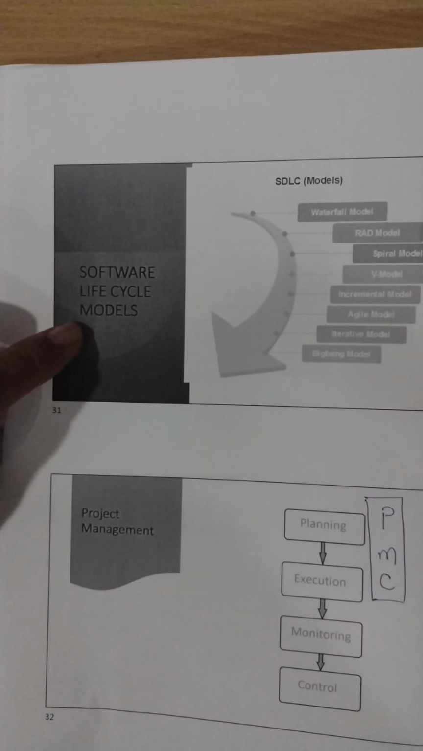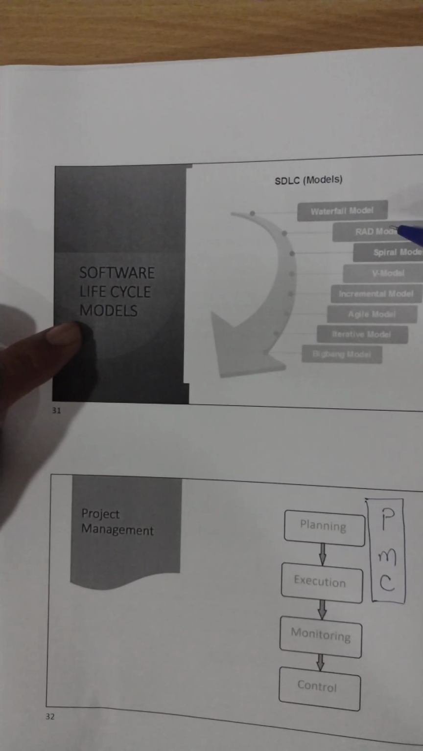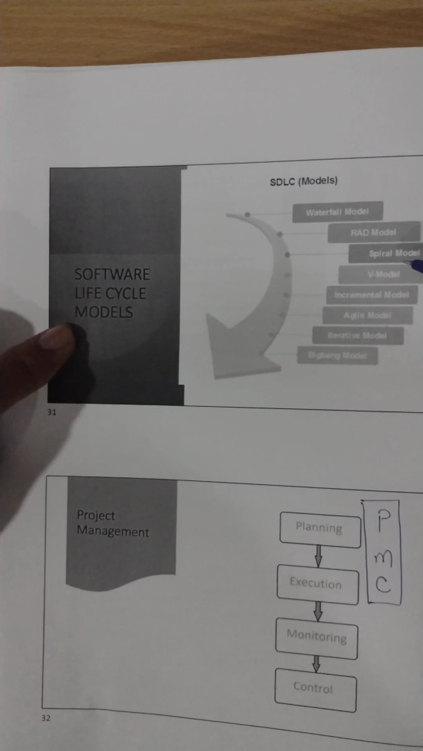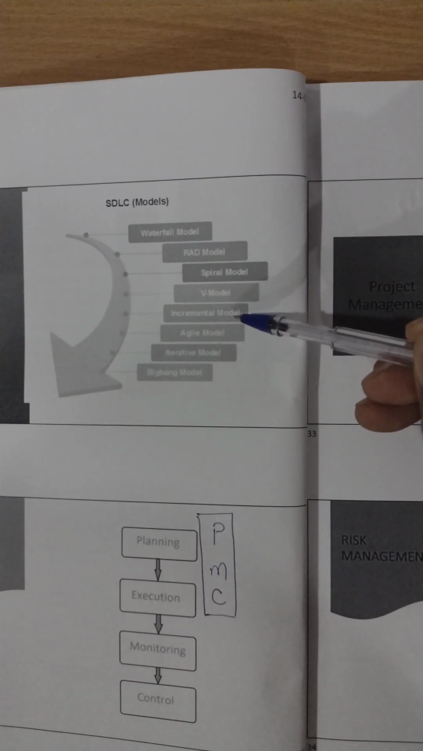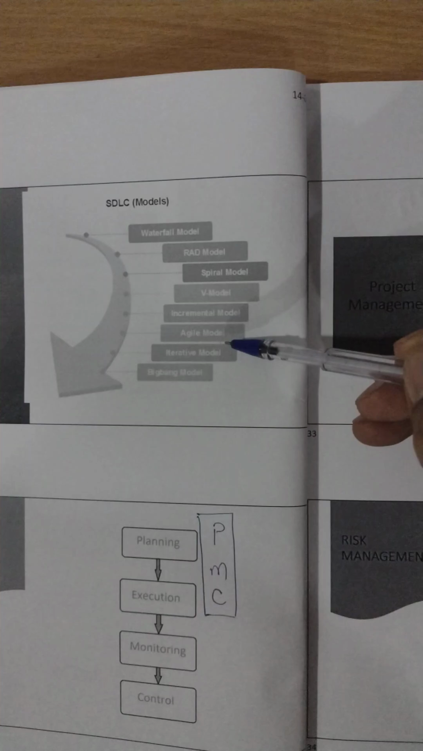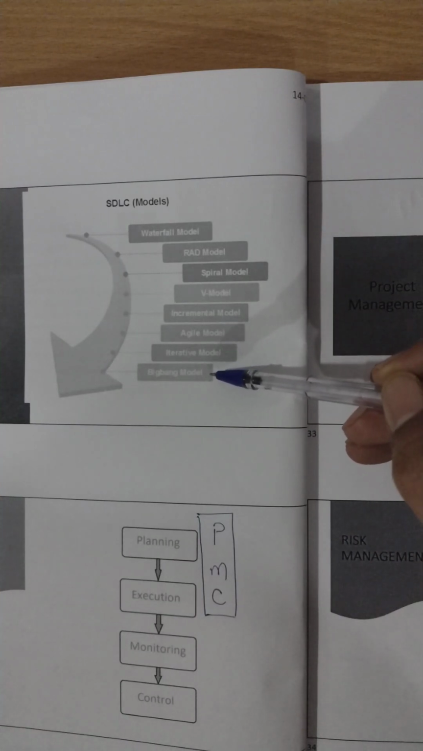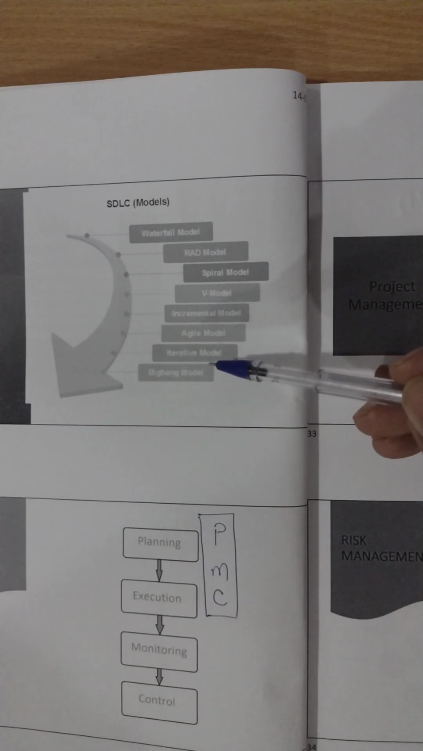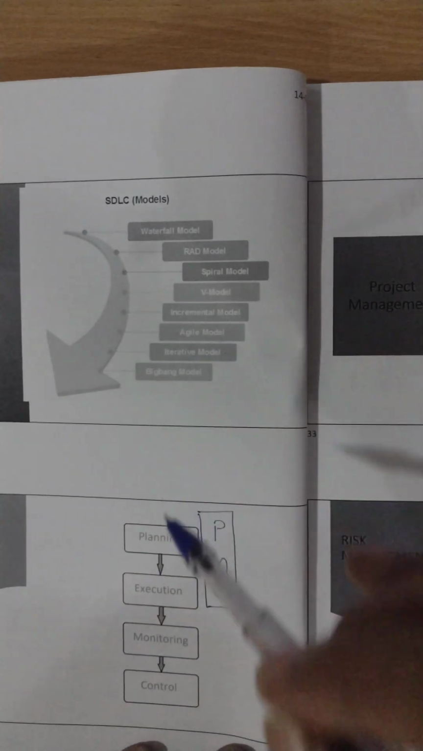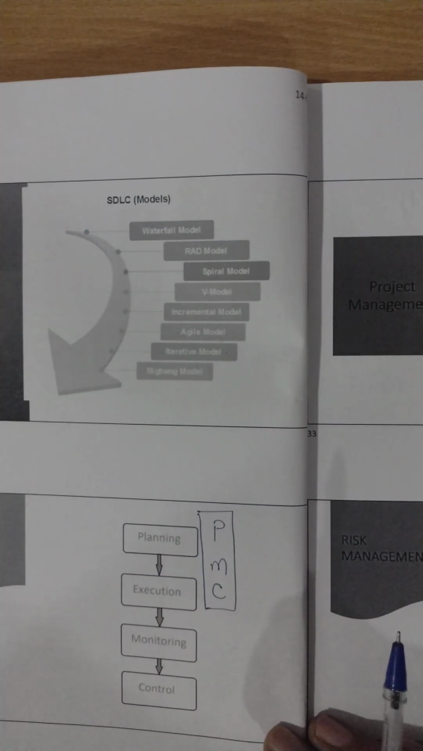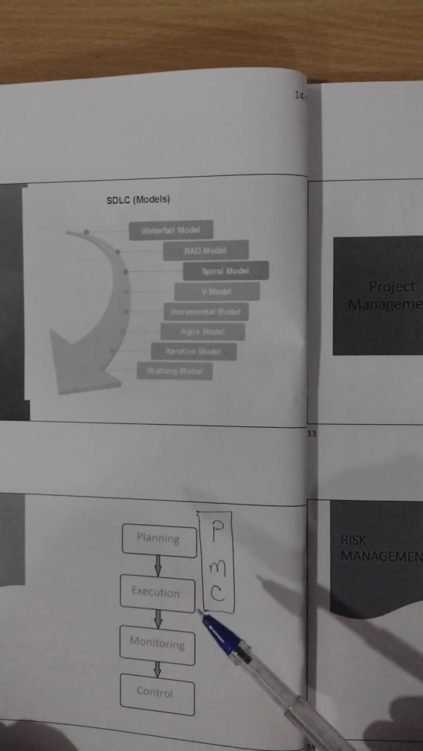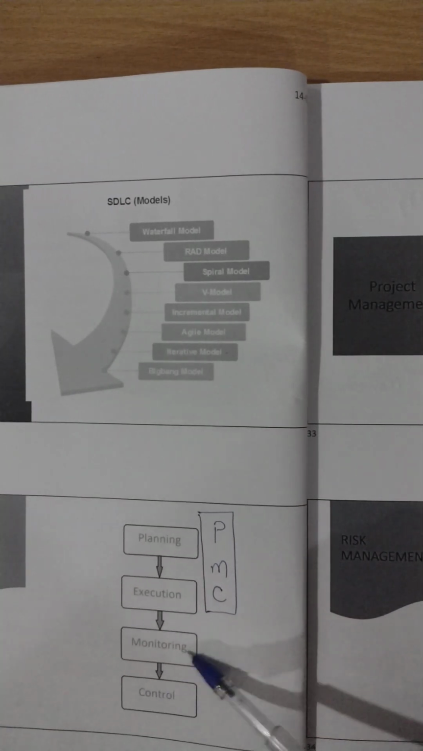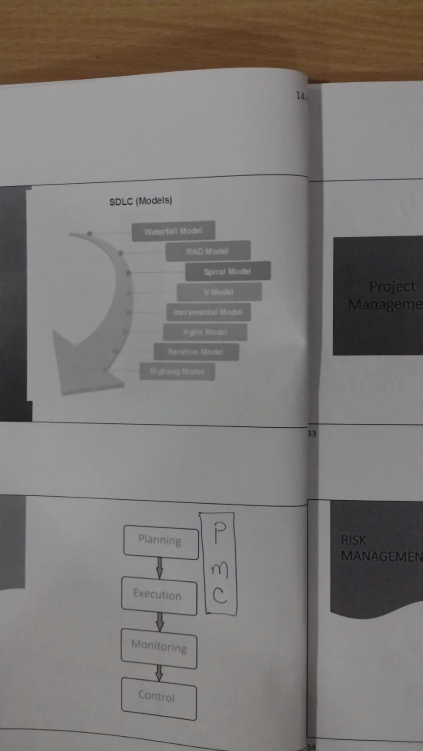System or software lifecycle models are waterfall, rapid application development model, spiral model, V model, incremental model, agile model, iterative model, and big bang model. These are the various types of SDLC models we have. Then project management is used to manage this complete activity of design, coding, testing, verification, validation. We have planning, execution, monitoring and control. These are the multiple phases of project management.